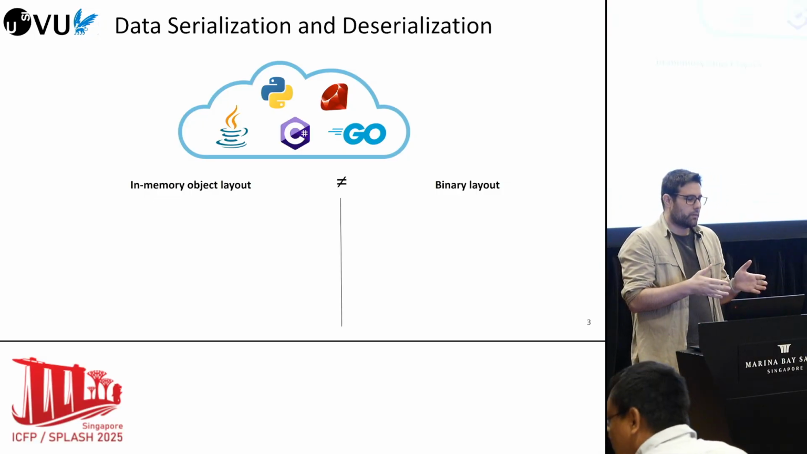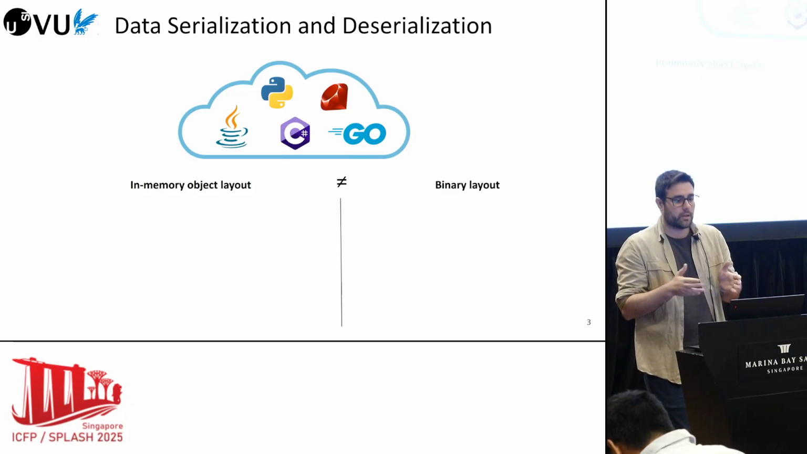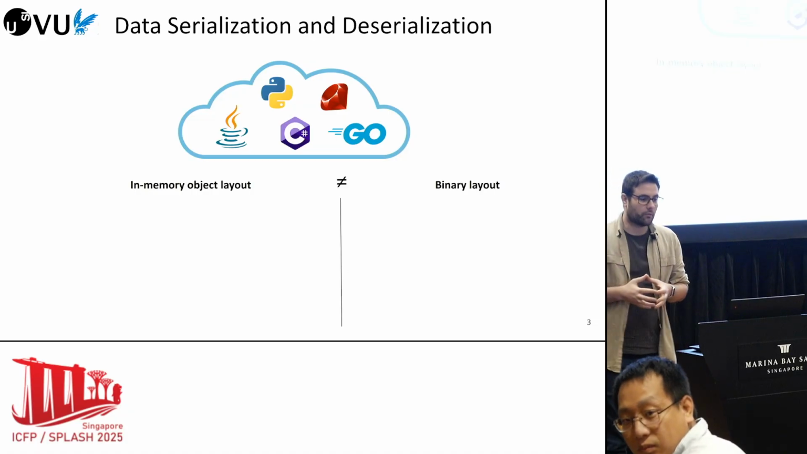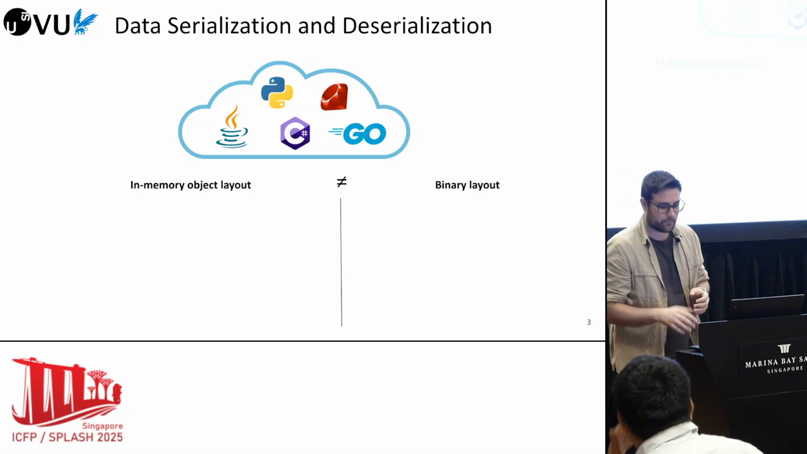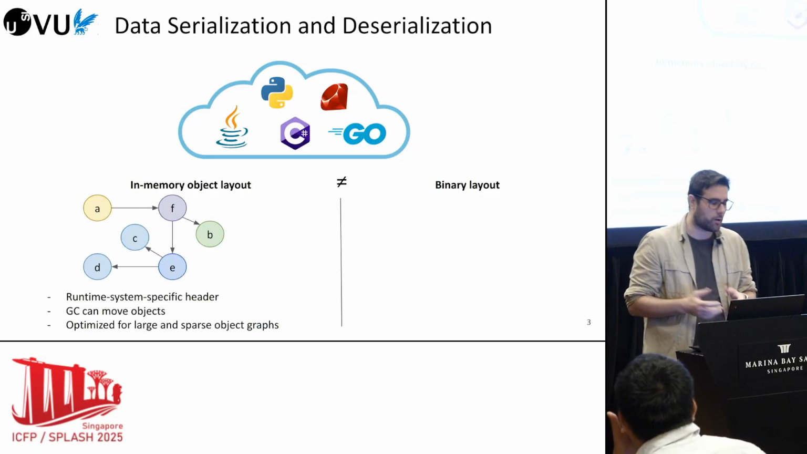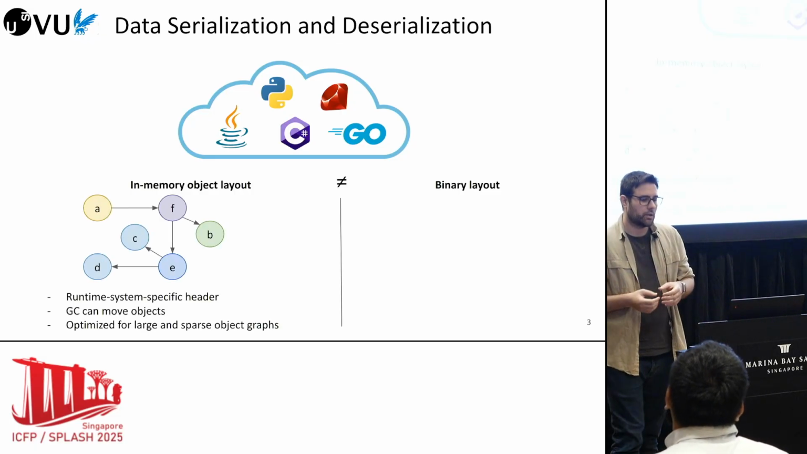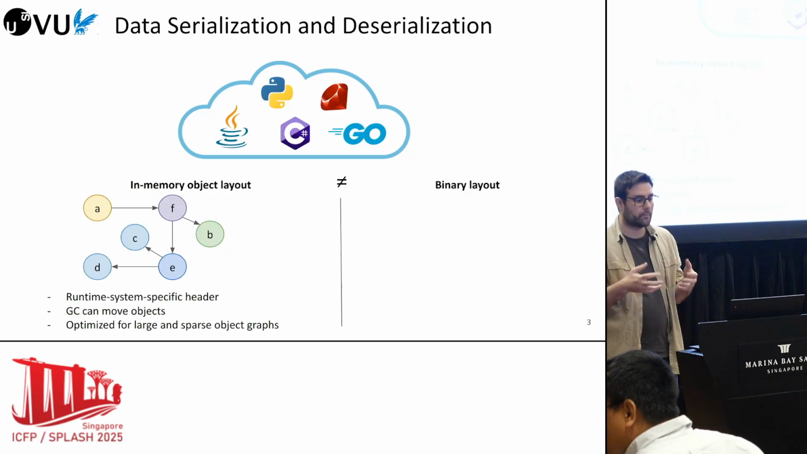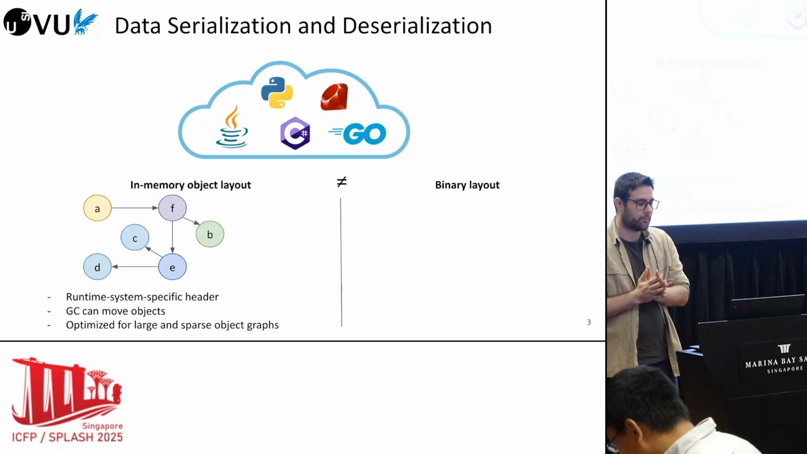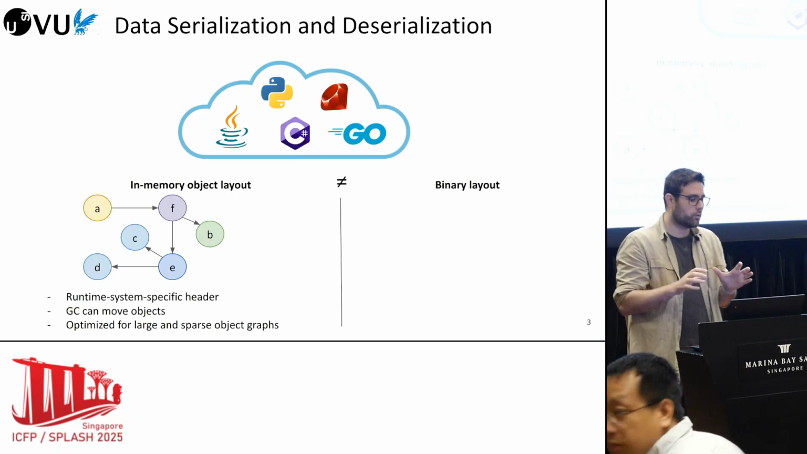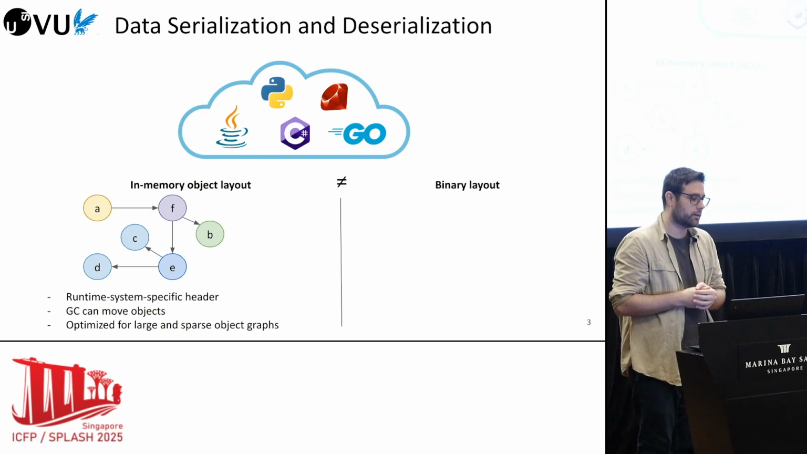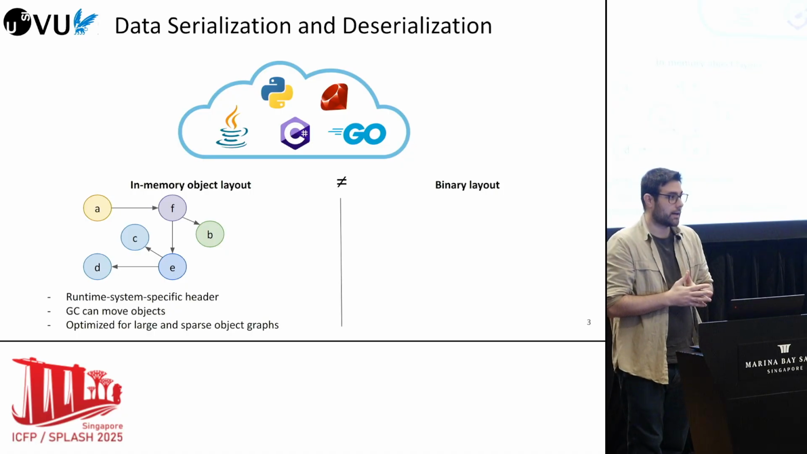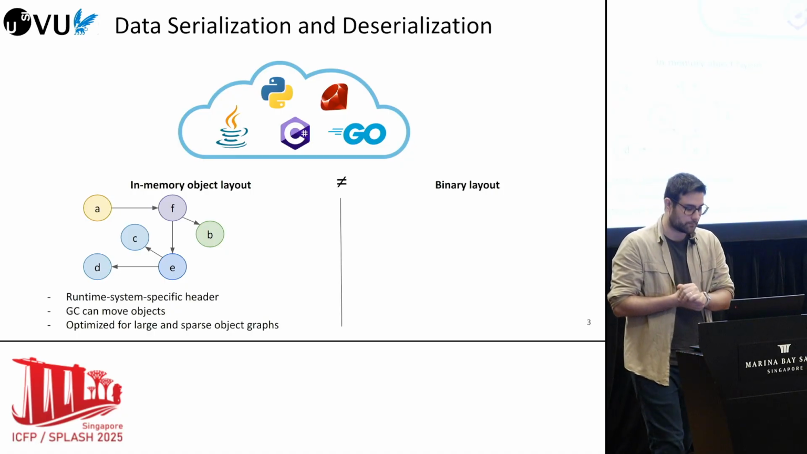So to understand where this number comes from, we need to have a bit of background. Every programming language has its own way of organizing objects in memory, right? On the left, I show how objects are commonly organized. You have the language implementation that can choose whether it wants to embed metadata in the header, or exactly what metadata goes there. Objects can move, GC can move objects around. But overall, this scheme is optimized for large and sparse object graphs.